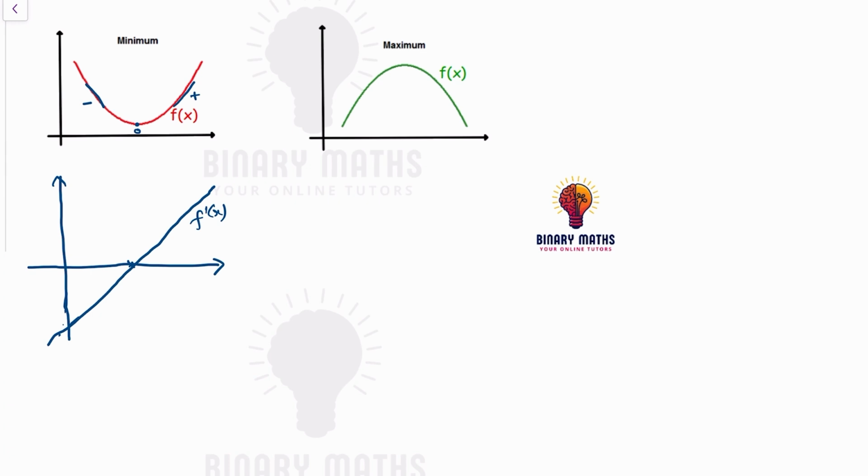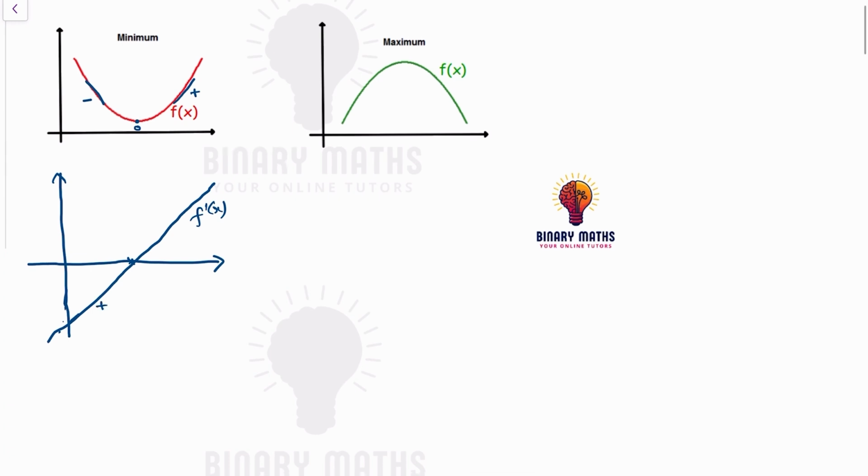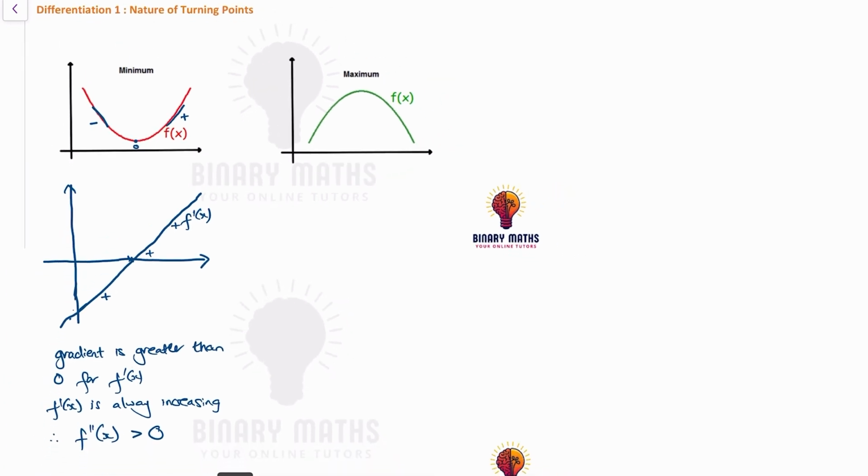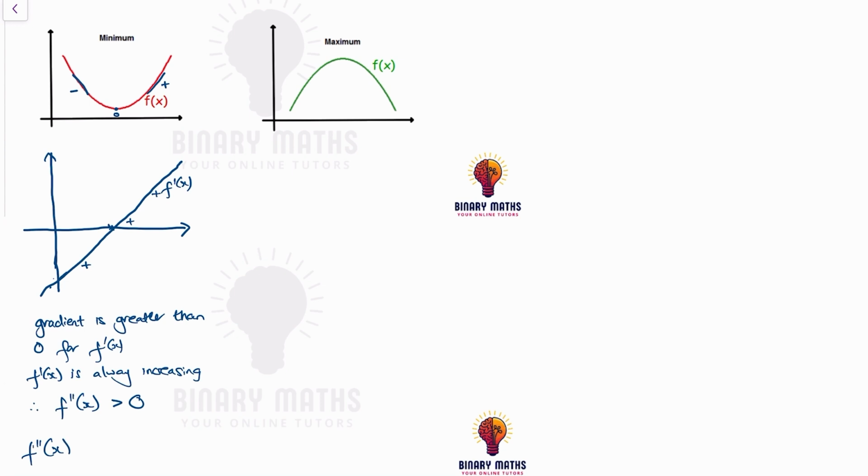Now, if you look at the gradient of f dash of x, then you can see it's always going up, so it's positive everywhere. So the gradient is greater than 0 for f dash of x, so for this gradient function. So f dash of x is always increasing, so it's an increasing function. Therefore, the gradient of the gradient function, which is f double dash of x, is greater than 0. So because of this, that means f double dash of x is greater than 0 for a minimum point.